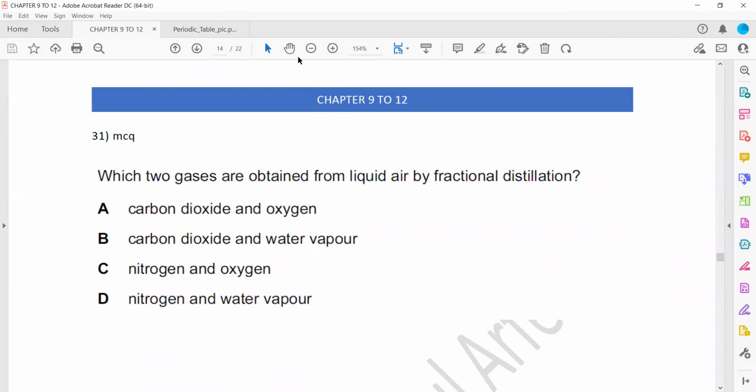Which two gases are obtained from the air by fractional distillation? We can obtain nitrogen and oxygen by fractional distillation. Fractional distillation produces nitrogen and oxygen.